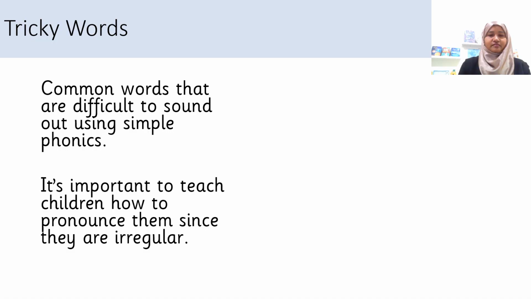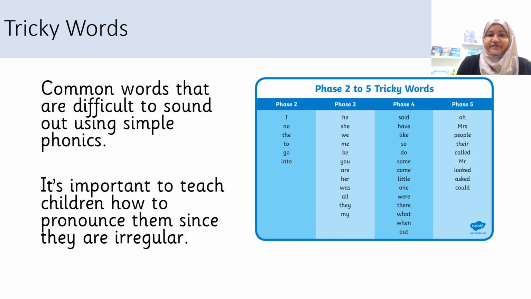Tricky words. Tricky words are common words that are difficult to sound out using simple phonics. It's important to teach children how to pronounce them since they are irregular. So in each phase you get a set of words. For example, in phase 2 we have I, no, the, to, go. In phase 3, he, she, we, me, be, you, are, her, was, all, they, my. And we increase them in phase 4, and in phase 5 you have a little harder words like oh, Mrs., people, there, called, Mr., looked, asked, and could.